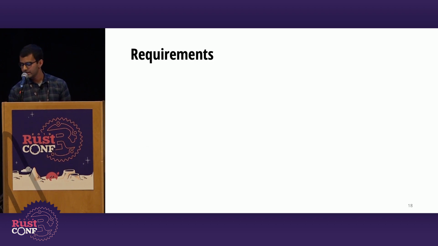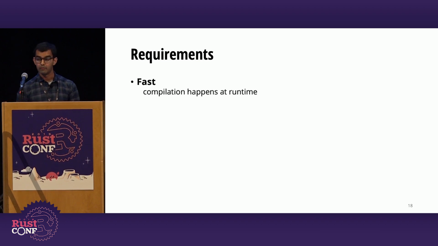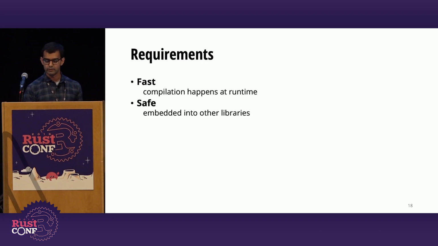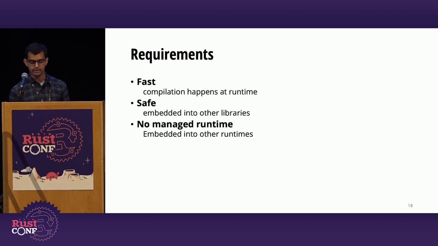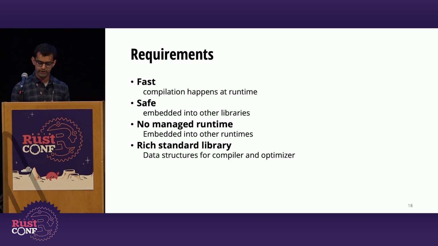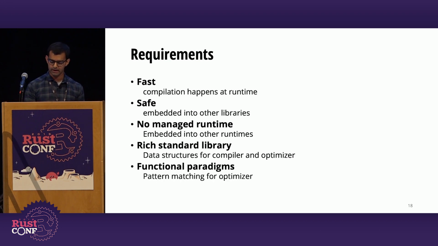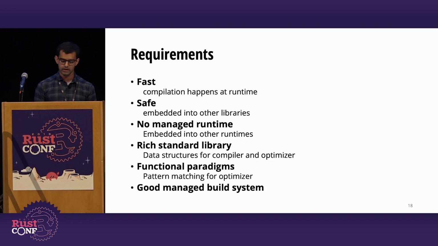Just really quickly reiterating the requirements we had, in no specific order. We needed speed because compilation happens at runtime. This isn't some offline compiler, right? The compilation time actually counts toward what the user sees. We needed safety because we were embedding things into other libraries. We did not want a managed runtime, again, because we were embedding this into other runtimes. We wanted a rich standard library, functional paradigms for things like pattern matching, and also a good managed build system because of the struggles that we had with SBT.